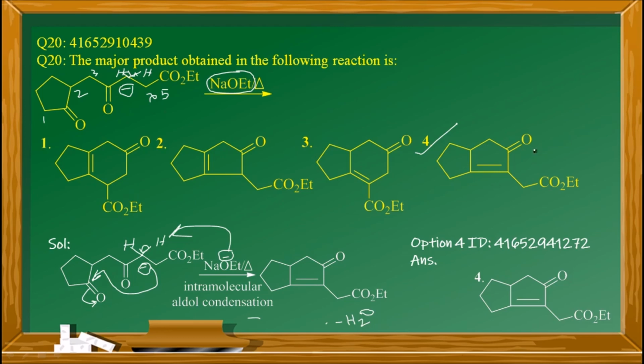So this carbonyl is here, this carbonyl is going to form a double bond, and this ester is here, so this carbon is here. So option number 4 is the correct option, friends.